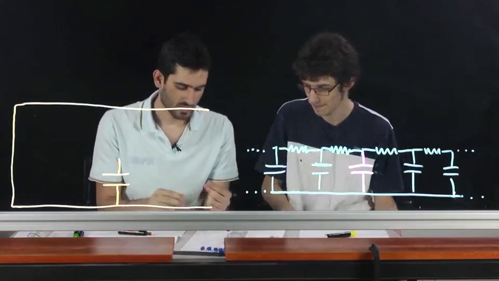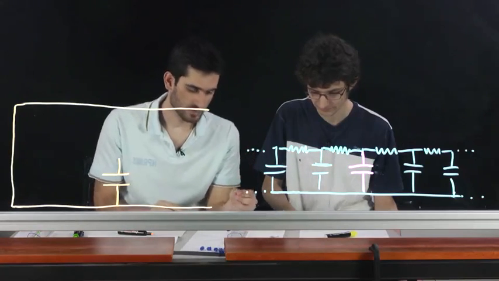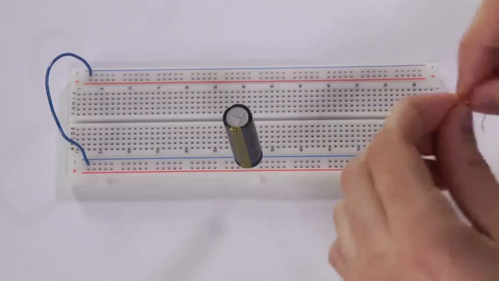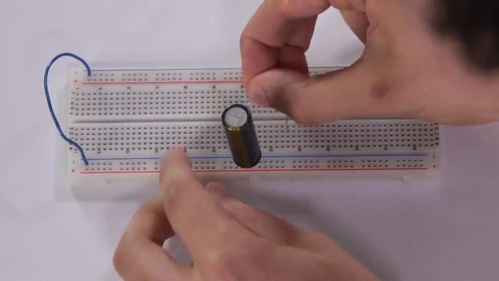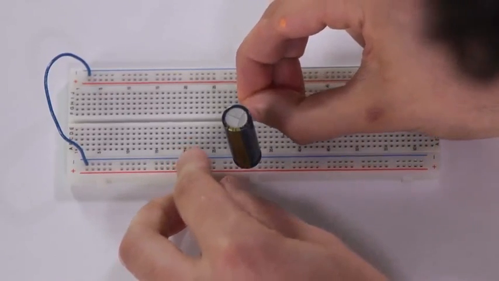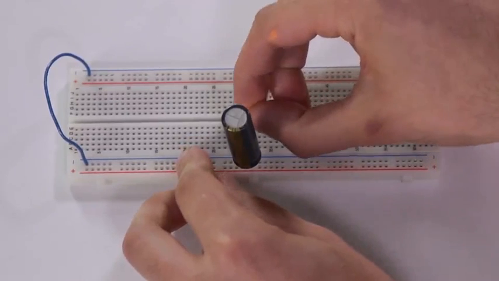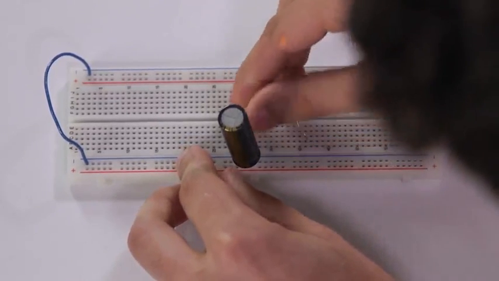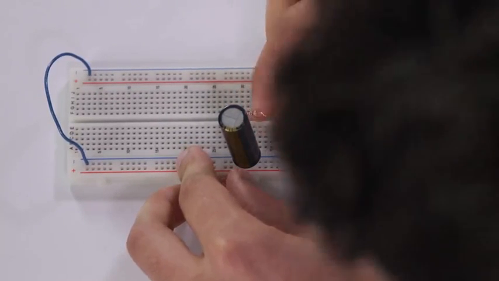We move on then by taking a 330 ohm resistor and plugging it in right next to this capacitor. One lead of the resistor should be in the same column as the longer lead of the capacitor. And the other one, we just plug it in a random column of the breadboard.